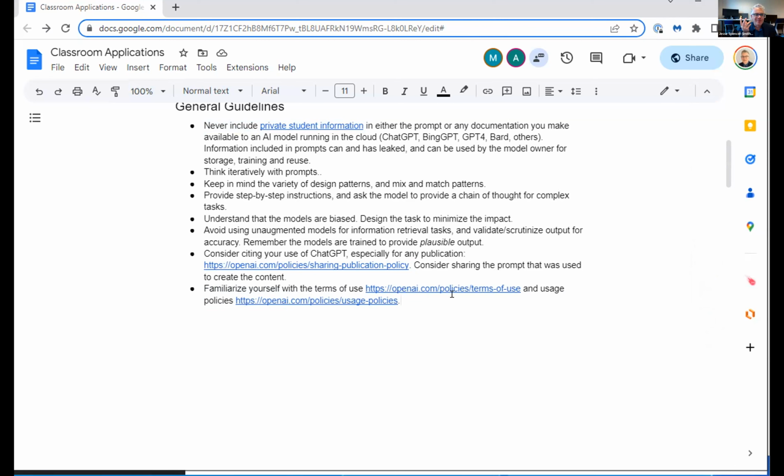Is it copyrightable? That is completely up for debate right now. The terms of use say that you can use it as you wish, but they also have a carve out for themselves, so OpenAI gets to use what you produce as well, probably for training.